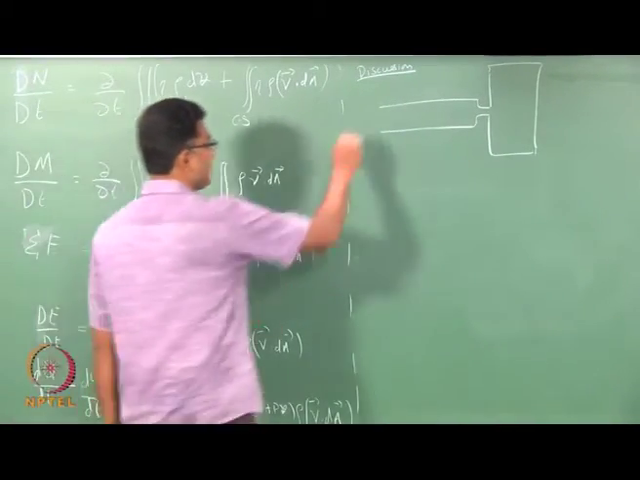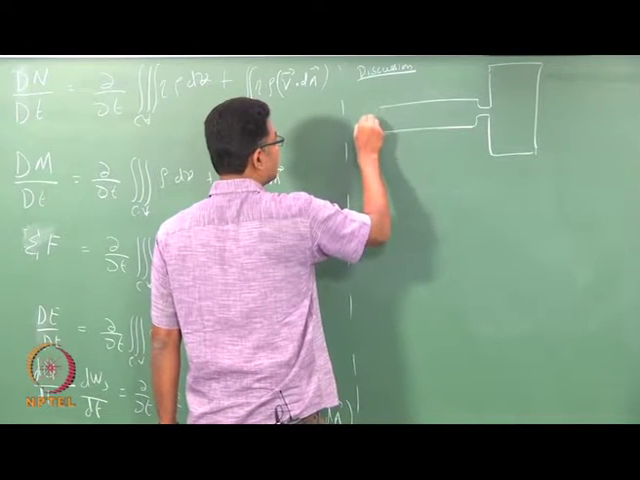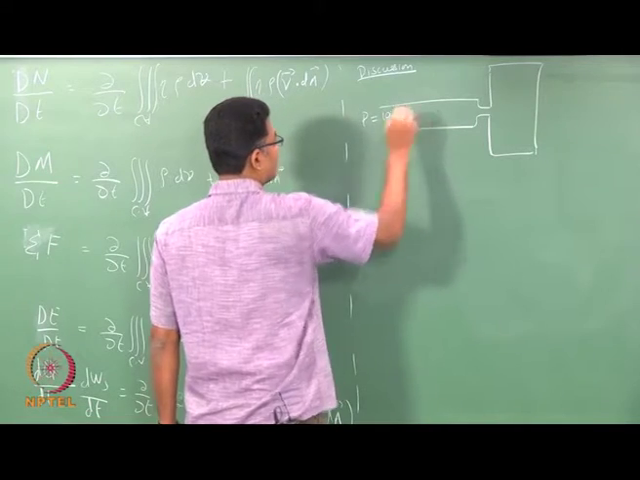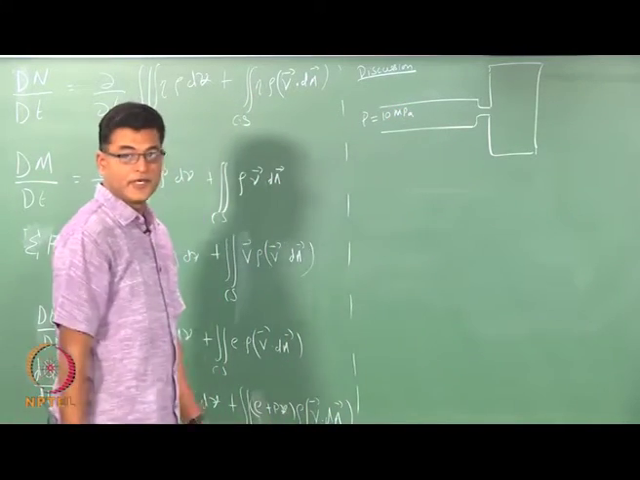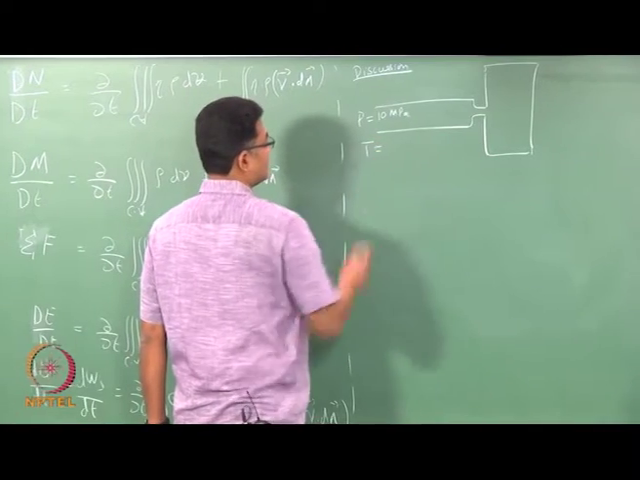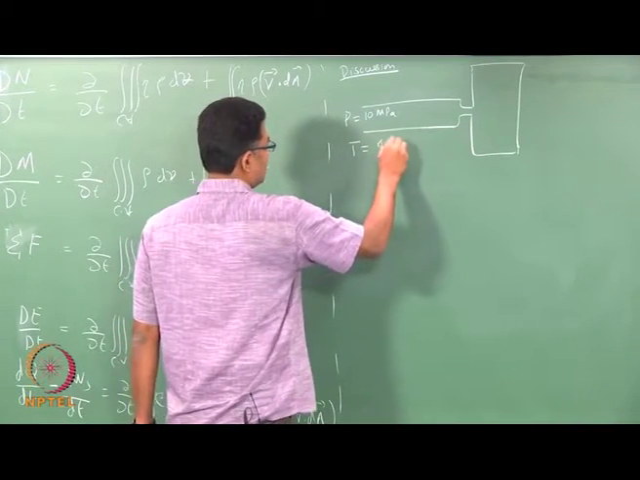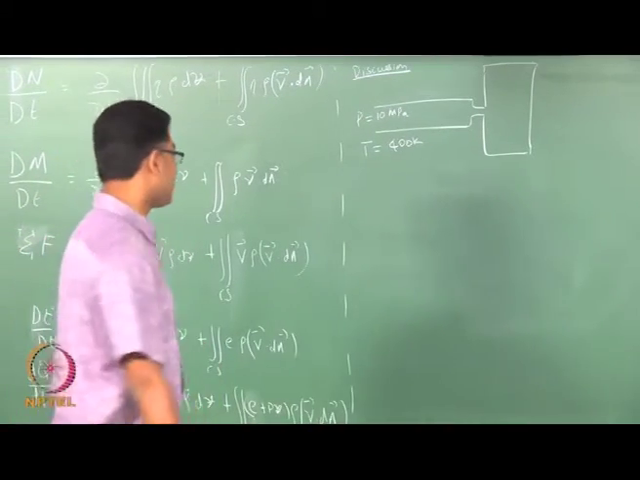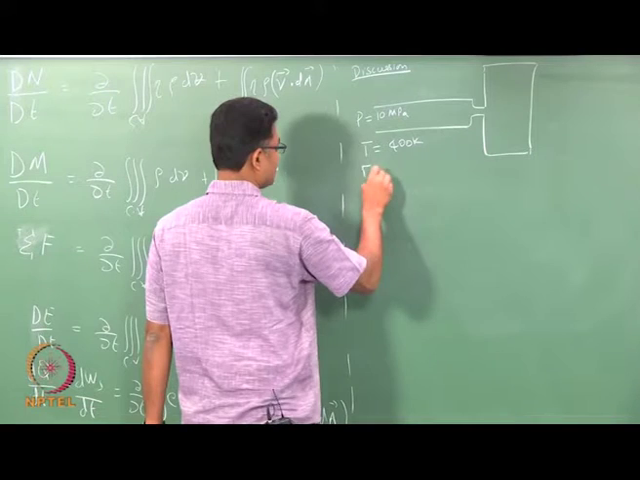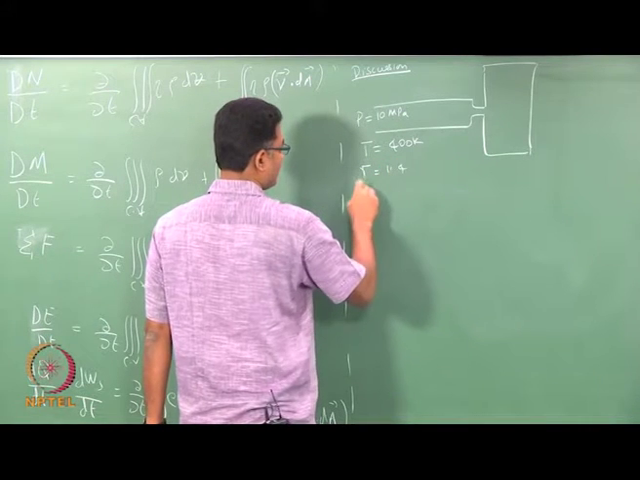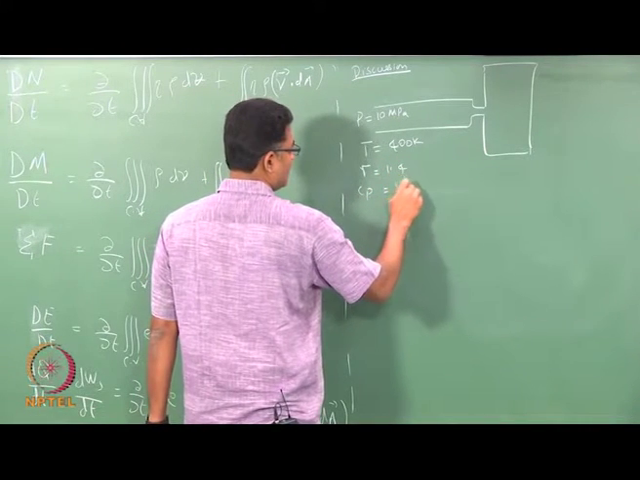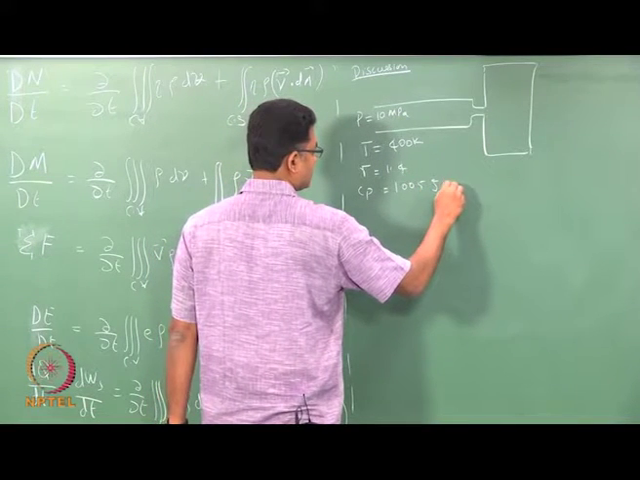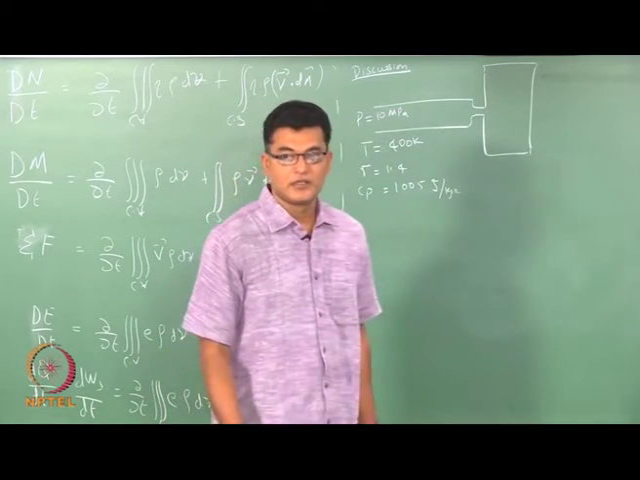This pipe has a pressure of, say, 10 megapascal and a temperature of around 400 Kelvin. Let us assume air, so your gamma is 1.4 and your Cp is 1005 joule per kg Kelvin.